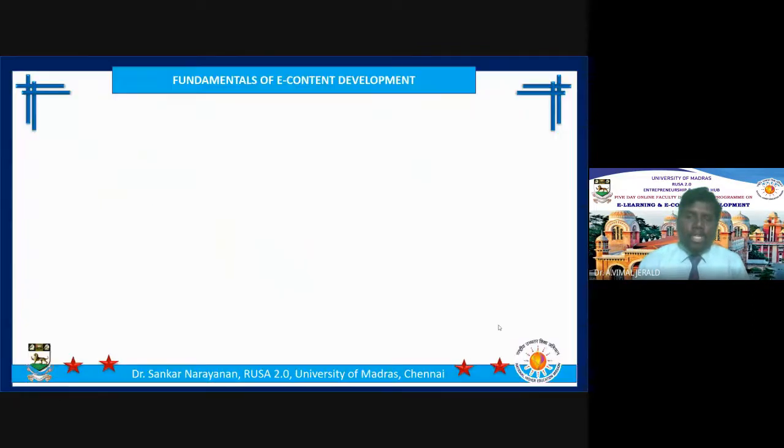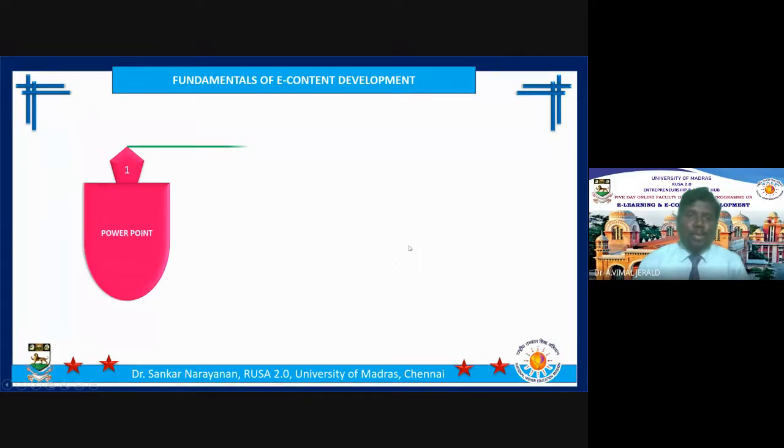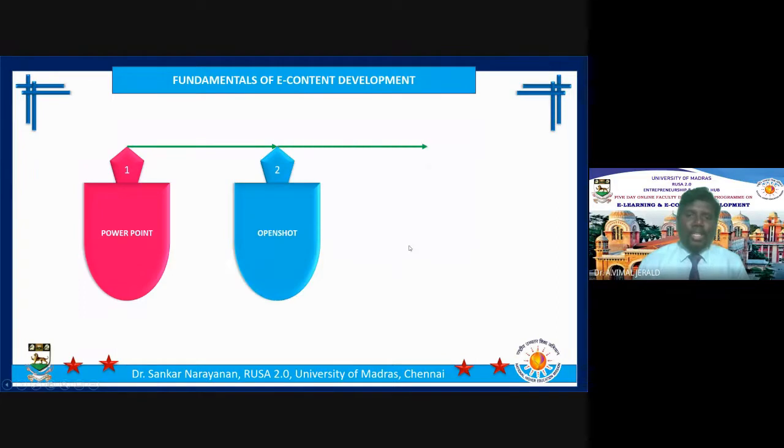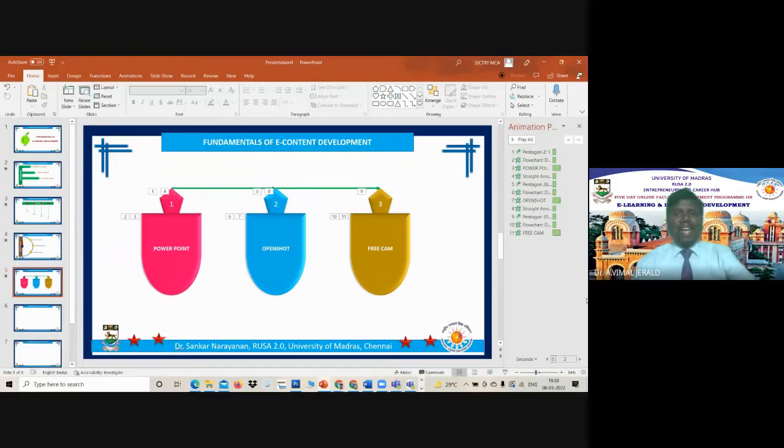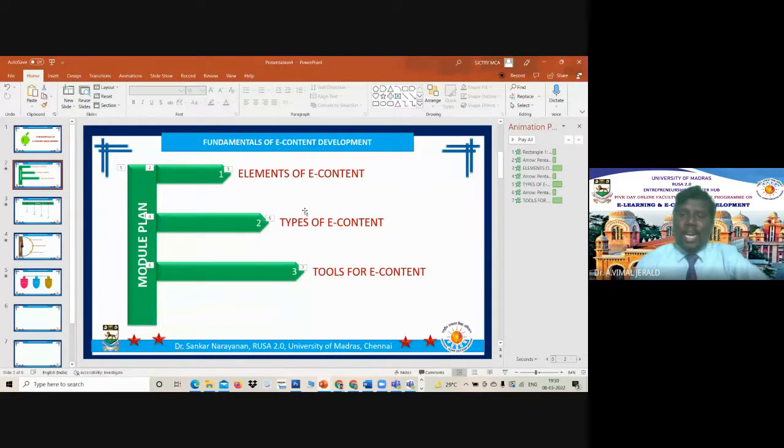Now look at here. Look at this animation. See, number one appears, PowerPoint. Number two, see, number two, OpenShot. Number three, see, FreeCam. Right, I've got all these three. According to our plan, see, the elements of e-content are added, the types of e-content are added, the tools for e-content are added. Now, finally, thank you.